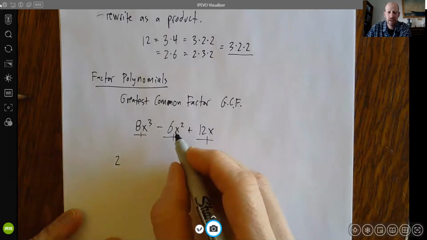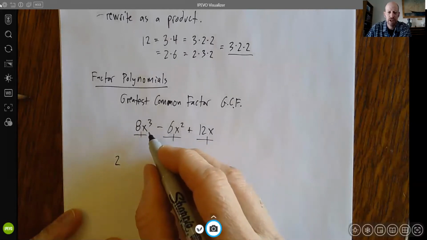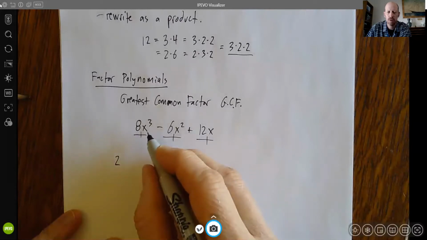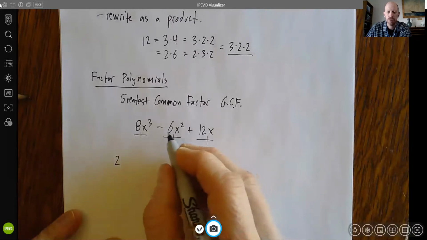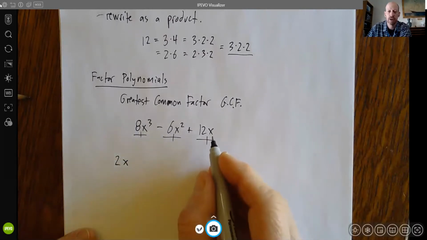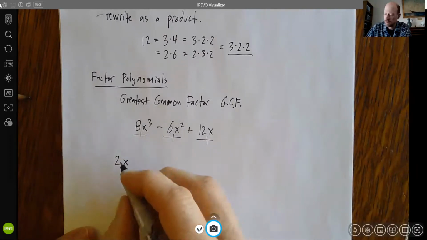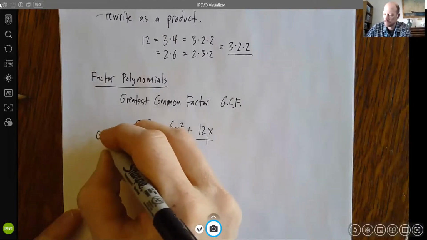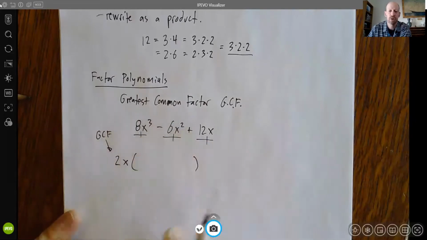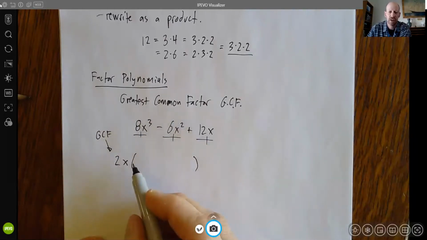And then I look again at the next variable, which is just an x here, right? And I see an x squared, and an x cubed. So all 3 of those terms have at least an x, but no more, right? There's no x squared here. So this is my GCF, 2x. And I can factor or rewrite this trinomial as a product using that GCF.